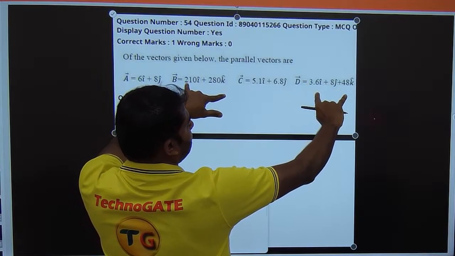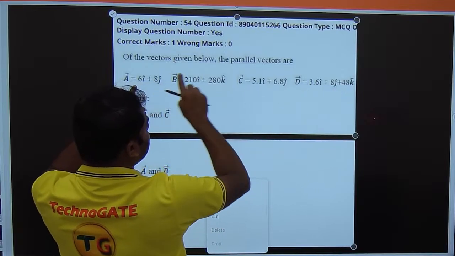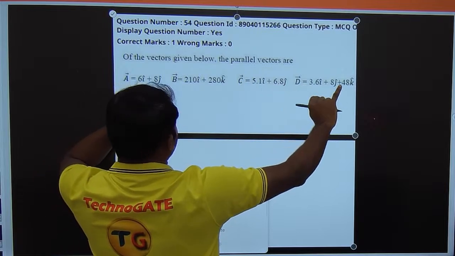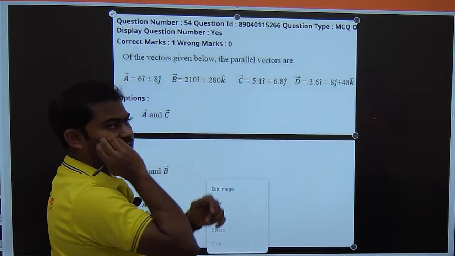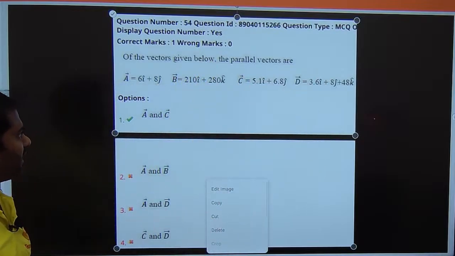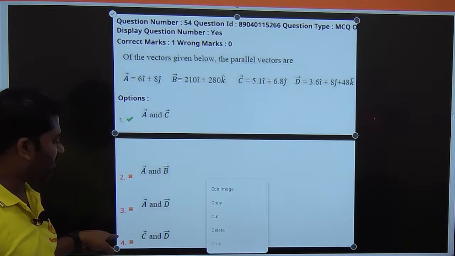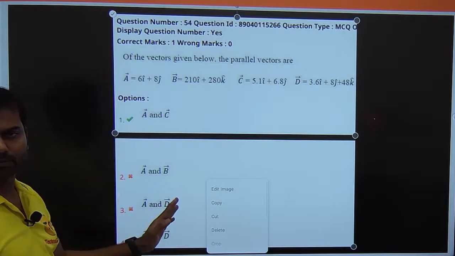ఫైన్, అండర్స్టూడ్. అలాగే if you take D with other A or C, A లో C లో K అనేది లేదు. So K యొక్క కాంపోనెంట్స్ యొక్క రేషియో తీసుకుంటే A with D or C with D, that will become 0, but remaining will be non-zero. So D can never be parallel with any of the vectors A, B or C. So option 3 and option 4 both are completely wrong. D cannot be parallel to A, D cannot be parallel to C.